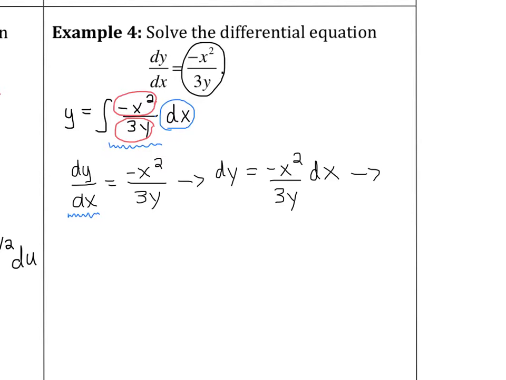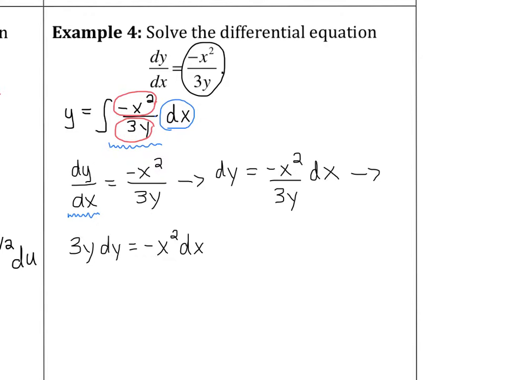From here, we just want to bring the 3y over to the left-hand side, so it's with all the other y terms. So let's multiply both sides by 3y, and that will give us 3y dy equals negative x squared dx. And some things don't matter. For example, it doesn't matter which side the negative is on. It doesn't matter which side the 3 is on, just so long as your variables are separated. So in this case, there's more than one way to skin a cat, as they say.